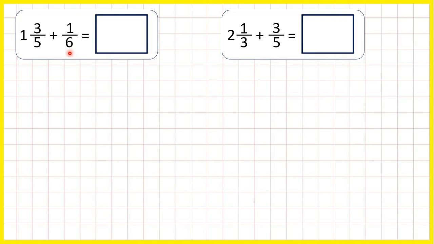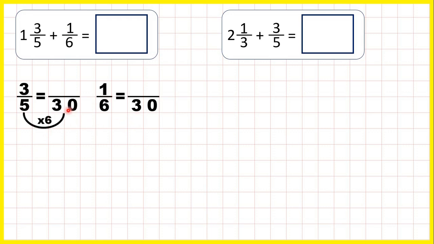Now we're adding a fraction to a mixed number. But to add fractions, we need denominators to be the same. Now 30 is in both the 5 and the 6 times table, so we can find equivalent fractions to 3/5 and 1/6, which have denominators of 30.